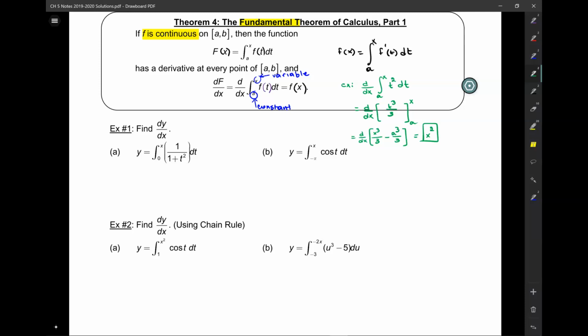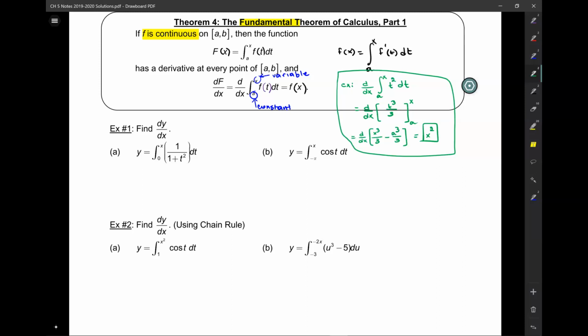Derivative of this, this is a constant. a cubed, a is a constant, like 2. 2 cubed is 8 over 3. That's just a number. It's just a constant. The derivative of that is 0. Okay? So that's an example. Fancy way to get back what you already had. Exactly. That's what it is. But in the interim, we changed our variable from t to x.